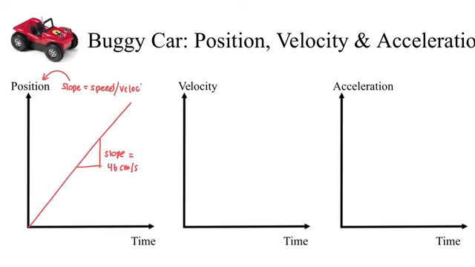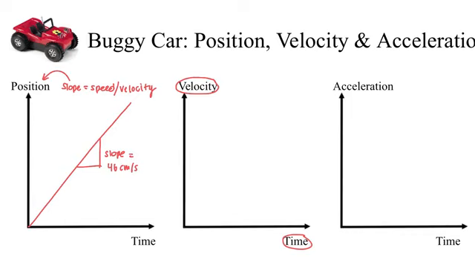So when I'm thinking about graphing the velocity of the car over time, what might that look like? Take a moment, pause the video, and see if you can predict what the shape of the velocity versus time graph would be for this same buggy car.